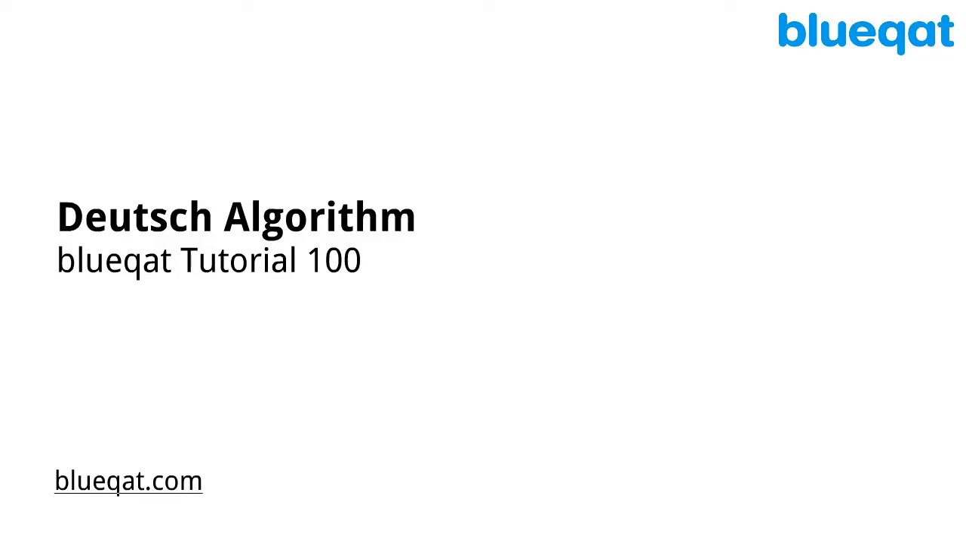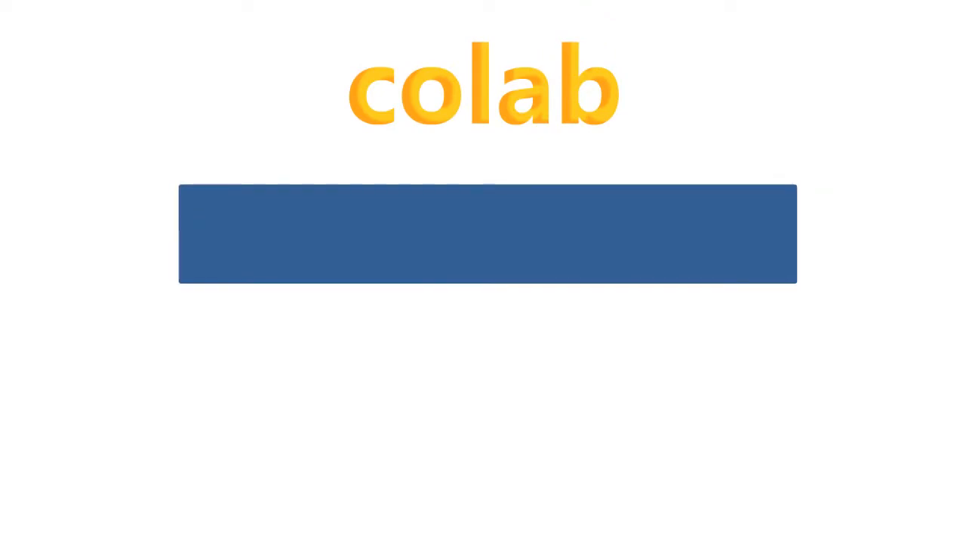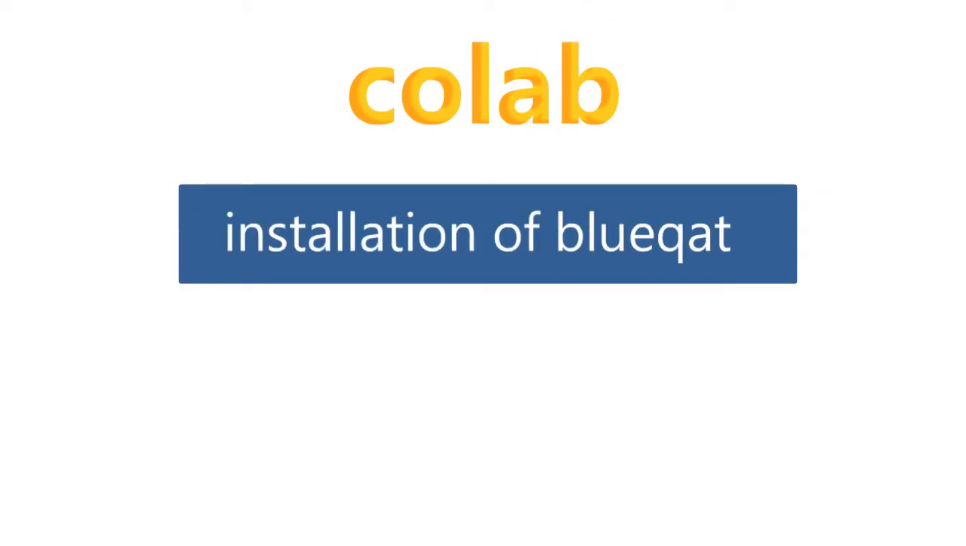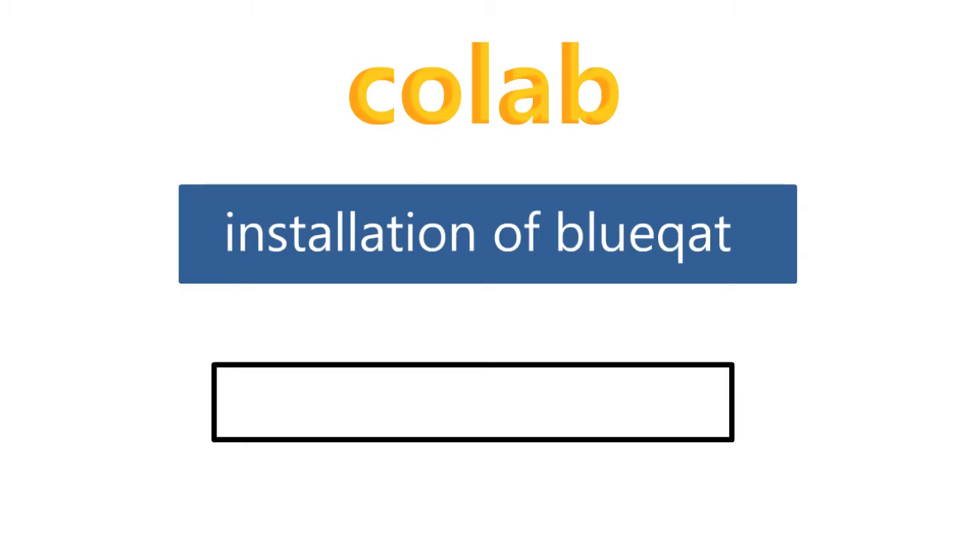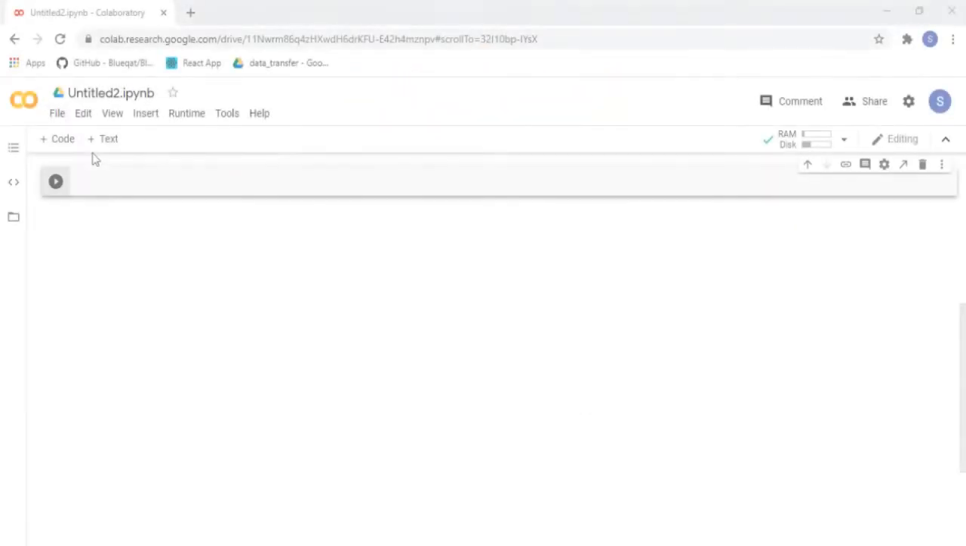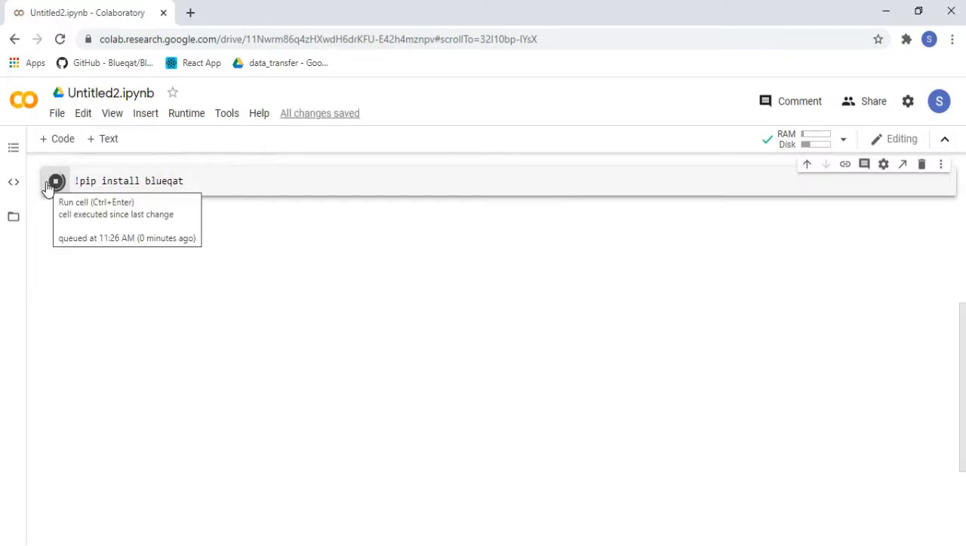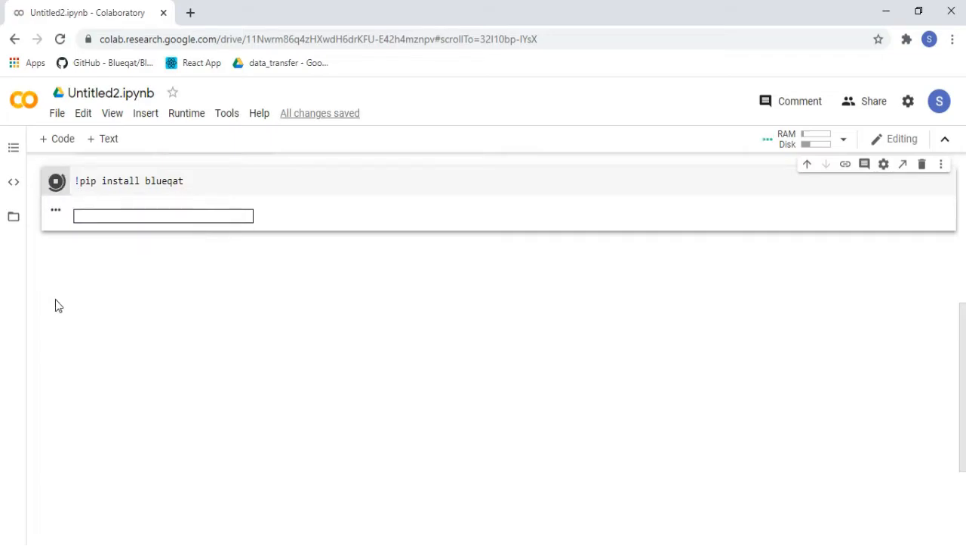In this tutorial video we will be learning about Deutsch Algorithm in Blueqat. We will be doing this in Google Colab. Like we did in previous video, we will start with installation of Blueqat. We can do it by using this code !pip install Blueqat. Type the code that was shown earlier in Google Colab. Then click on play button and Blueqat will be installed.